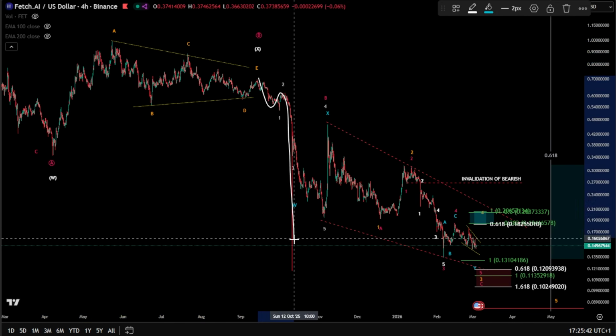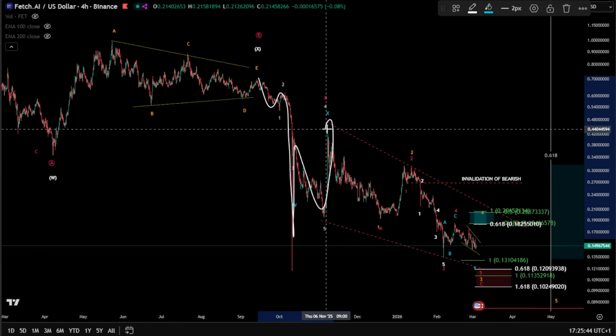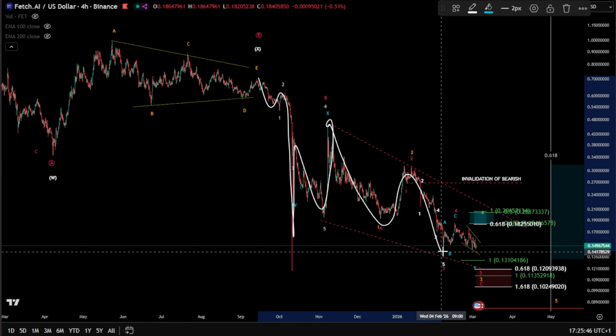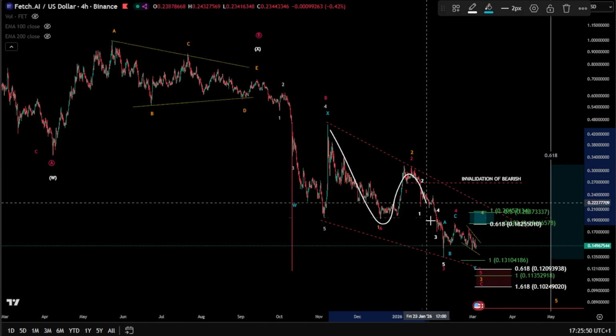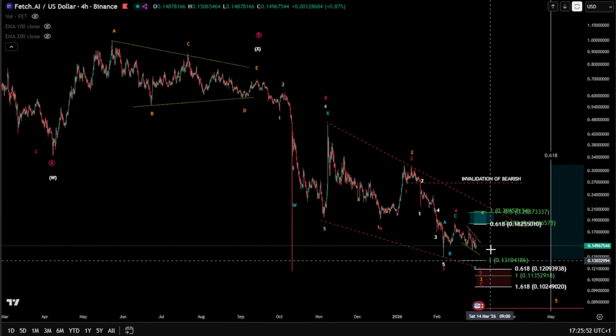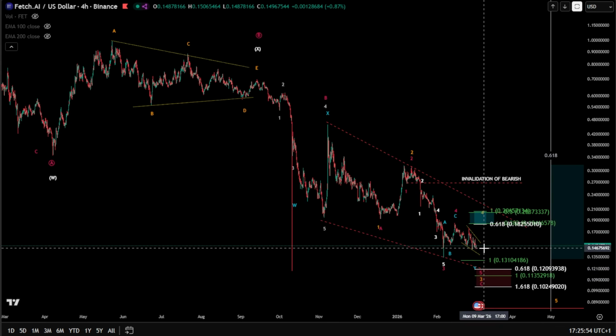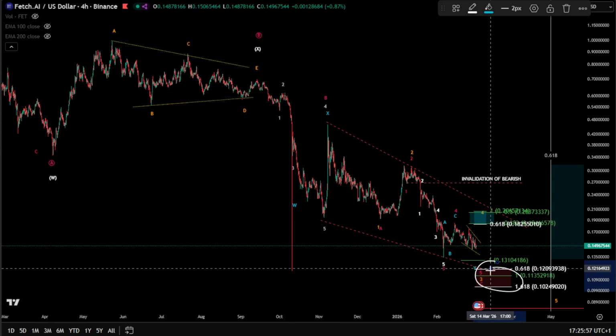The wave C is a 1, 2, 3, and we're looking for wave 4 there. And the wave 5 might be unfolding as a diagonal here. We can see 1, 2, 3, 4, and a 5. The wave 5 can still, of course, hit this potential target.